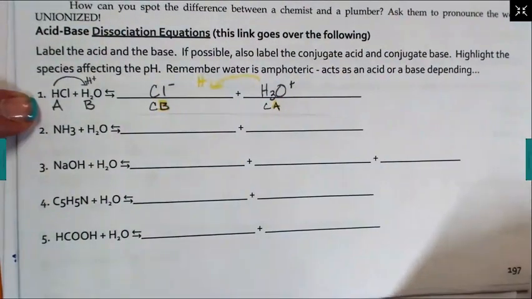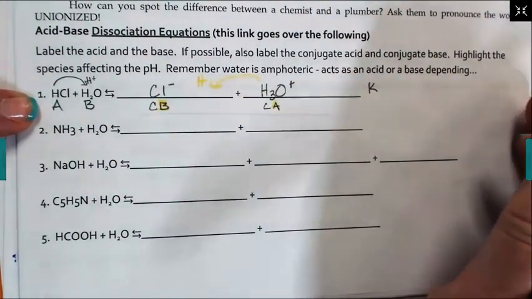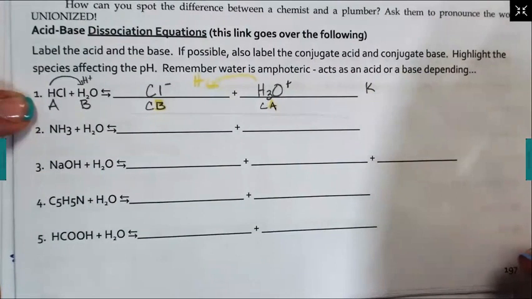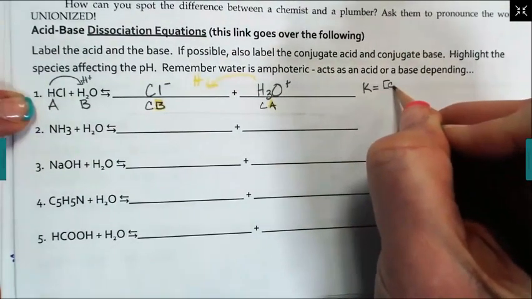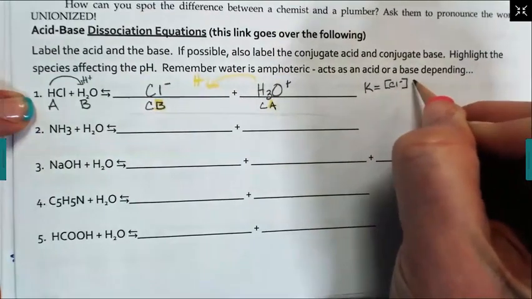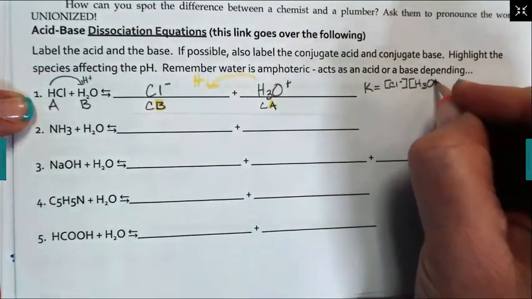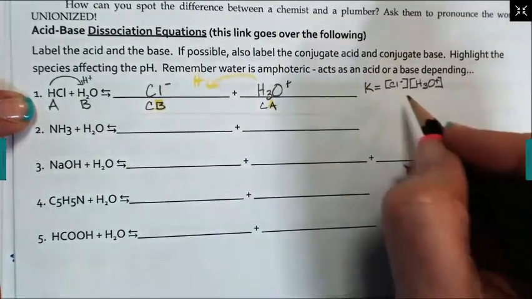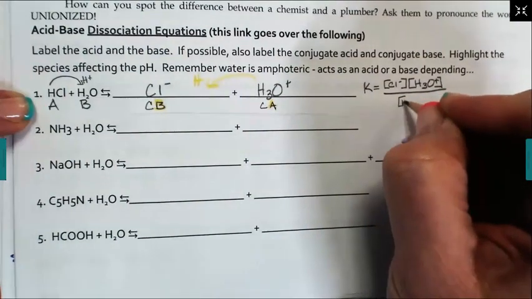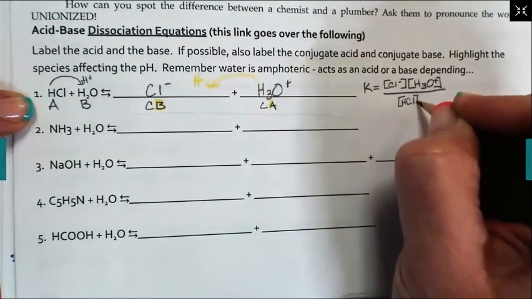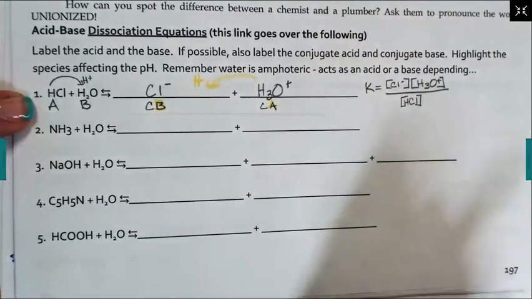And what would the equilibrium constant look like? Concentration of the chloride ion, which is just molarity, and concentration of the hydronium ion, all over what? Yep, the concentration of HCl. And remember, these are just molarities. They're just molarities.